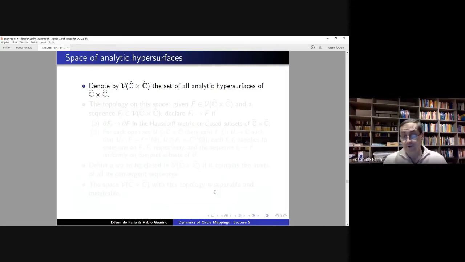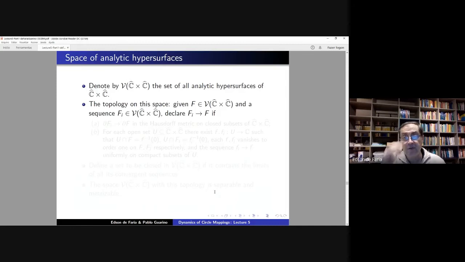Okay. So you now consider the space of all such analytic hypersurfaces. Let's put a topology on it. You specify the topology by telling what the convergent sequences are. If you have a hypersurface F and a sequence of hypersurfaces Fi, then you say that the sequence Fi converges to F if the following happens. First of all, these hypersurfaces have certain boundaries inside C hat cross C hat, which is a compact space, so these boundaries are closed subsets. The first condition is that the boundaries of the hypersurfaces Fi have to converge to the boundary of F in the Hausdorff metric, which is the appropriate metric for the space of closed subsets of a given space.